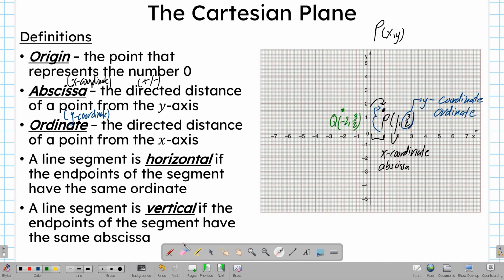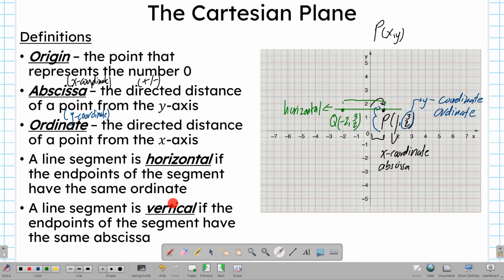Since they have the same ordinate, by definition, these 2 points are horizontal with each other. At kapag merong line segment na dumaan in between these 2 points, kagaya niyan, then we say that this line is a horizontal line. Yan. And then we also have the definition of vertical.